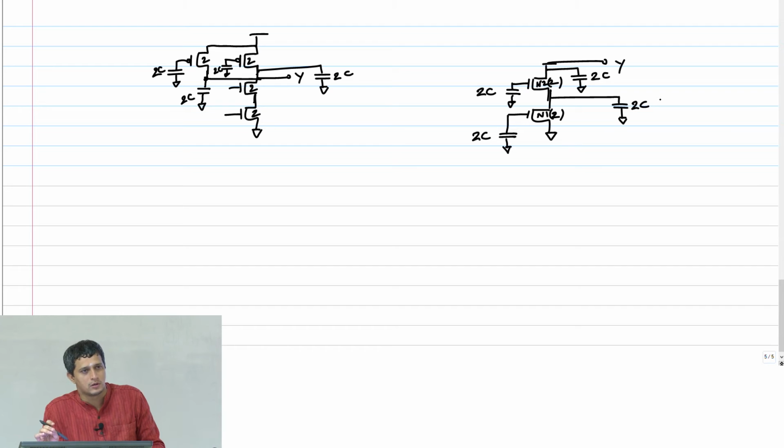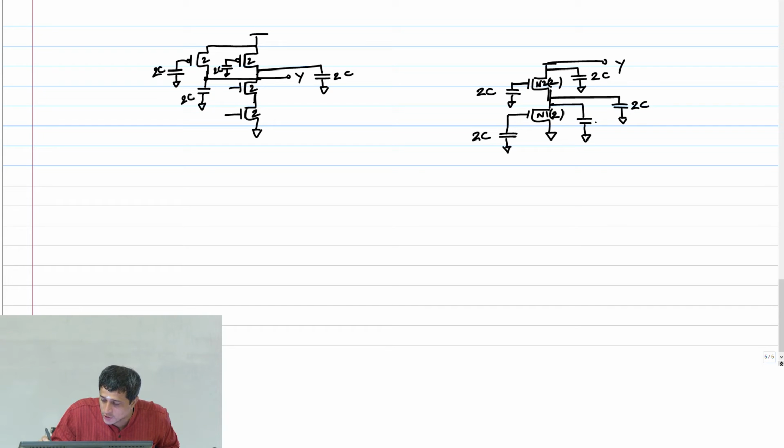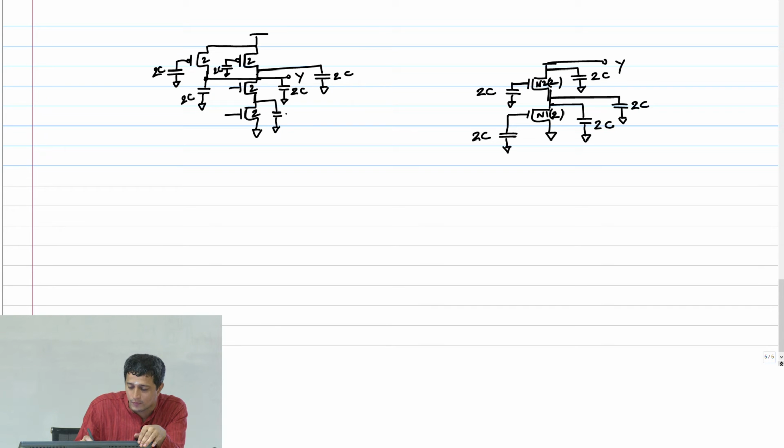Wherever you have a node, you got to put a capacitance and scale it by the width. The drain of N1 will have a capacitance of 2C. So what is the net capacitance here? No, forget the PMOS. I'm talking only of the NMOS. 2C, right? What is the net capacitance here? 4C, okay? And I have 2C, 2C, okay?